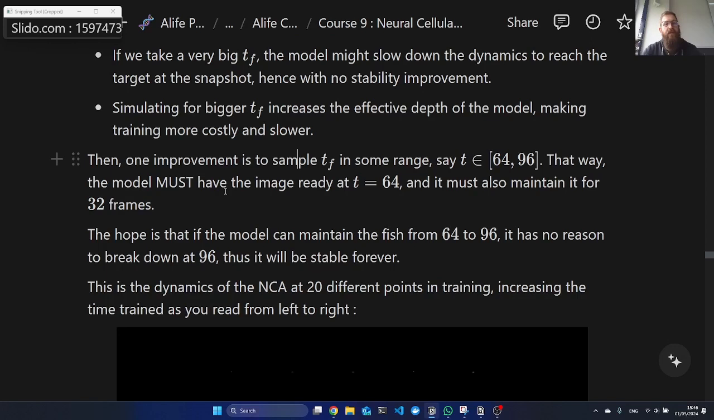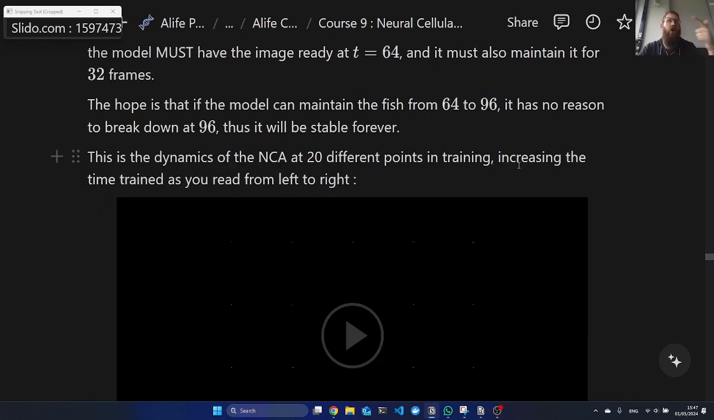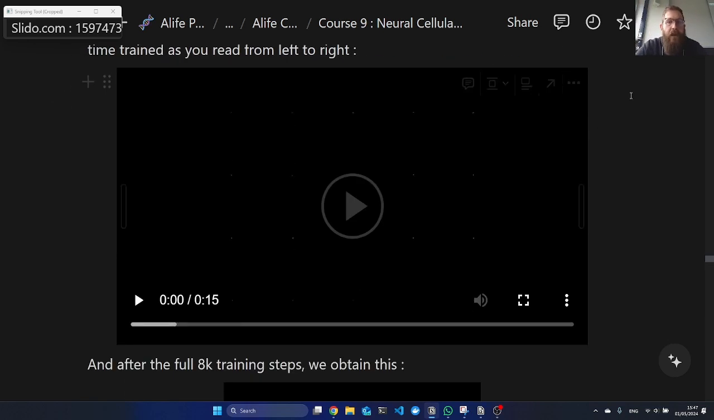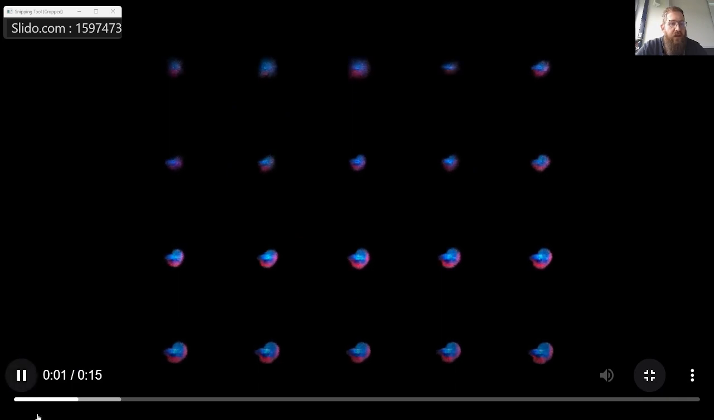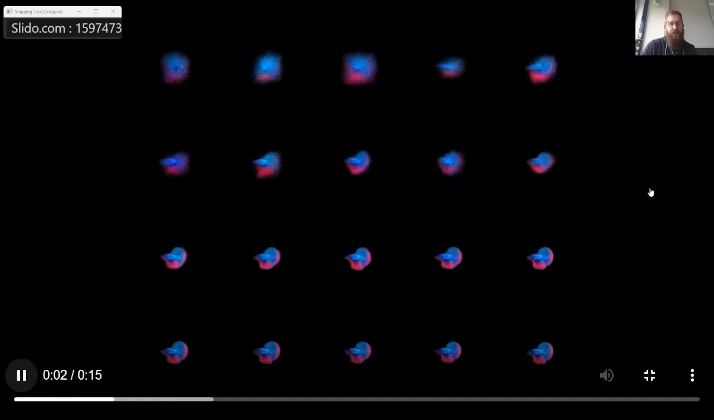So what happens is that the loss makes the model need to have the image ready at 64 seconds, but it also needs to maintain the image at least up to 96 seconds, okay? And the hope is that if the model maintains the image for 30 seconds, then naturally, if it has the image after 30 seconds, it will also maintain it for 30 more seconds, and so on and so forth. So this is just to show you the training dynamics. Here I have 20 images taken at different times in the training. And so this is what the model learns. Okay.